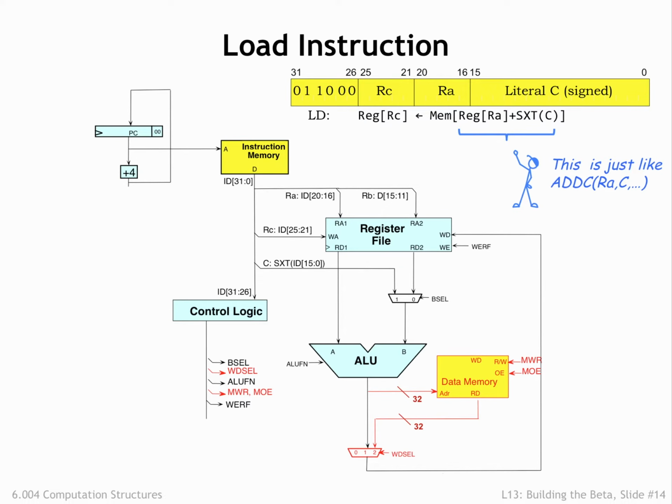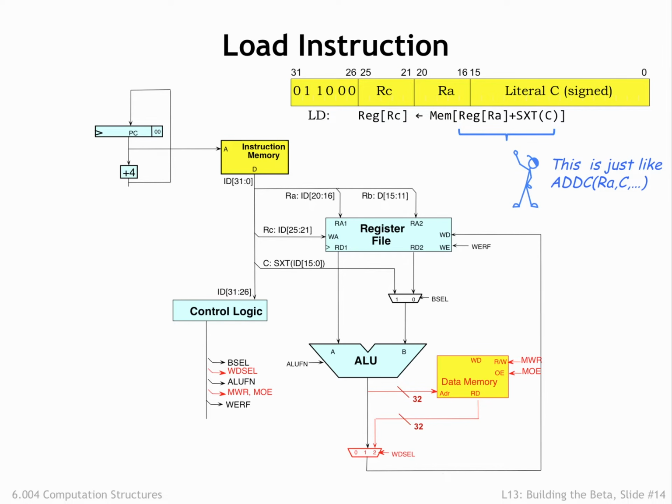The address calculation is exactly the same computation as performed by the addc instruction. The contents of the RA register are added to the sign extended 16-bit literal from the low order 16 bits of the instruction. So we'll simply reuse the existing data path hardware to compute the address. For the load instruction, the output of the ALU is routed to the main memory as the address of the location we wish to access.